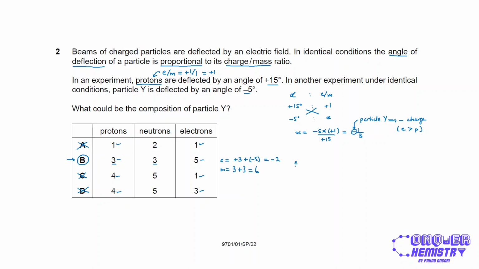So if I divide the charge by the mass, I will get -2 divided by 6, so that is -1/3. So that is the same as what we found out using ratios. So option B is correct.